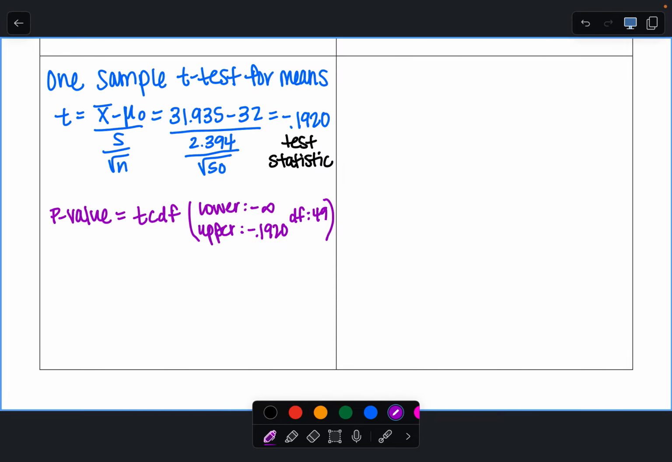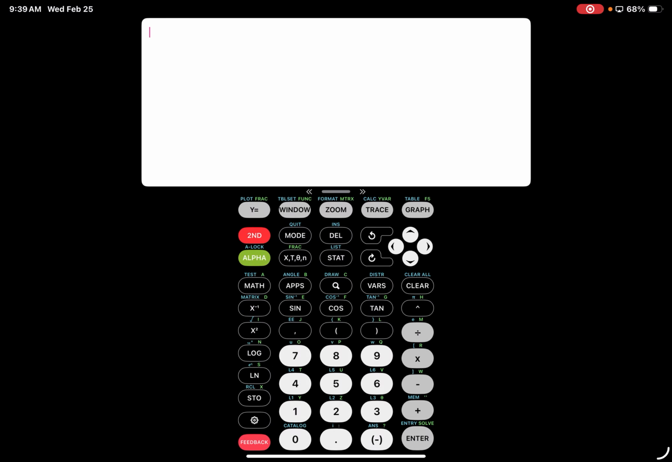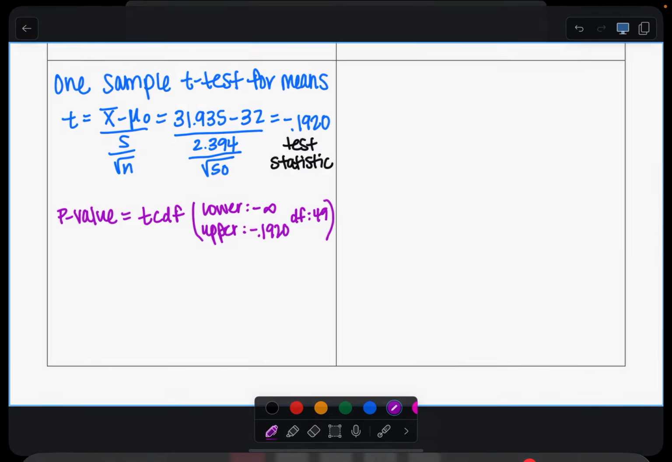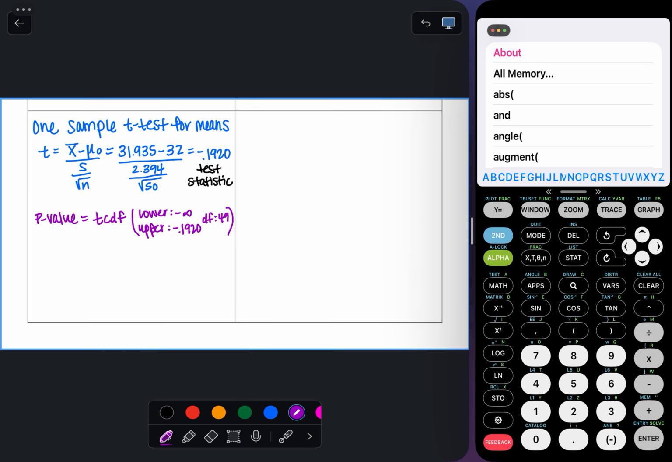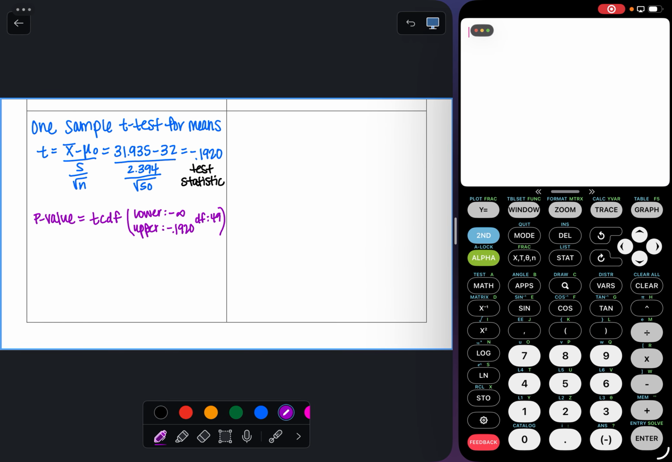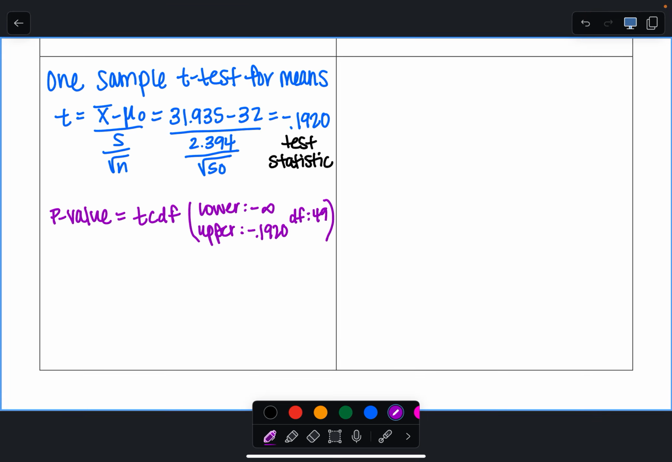I got 49. Now I'm going to go to my calculator really quickly. I'm going to go to second vars down to option number 6. And then I'm going to put negative infinity, negative 0.1920, degrees of freedom. You should have prompts. I kind of have the prompts in a really funky place on this digital one. And then you should get a p-value of 0.4243.